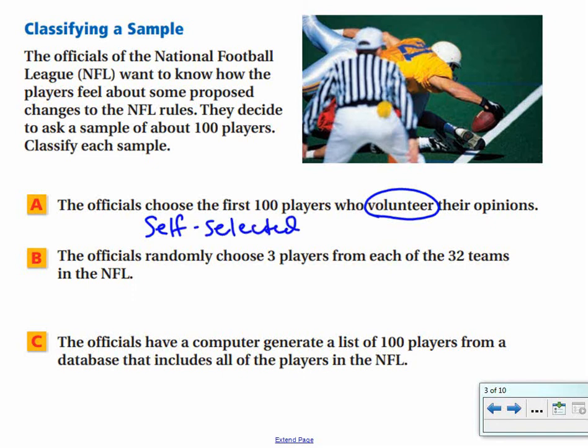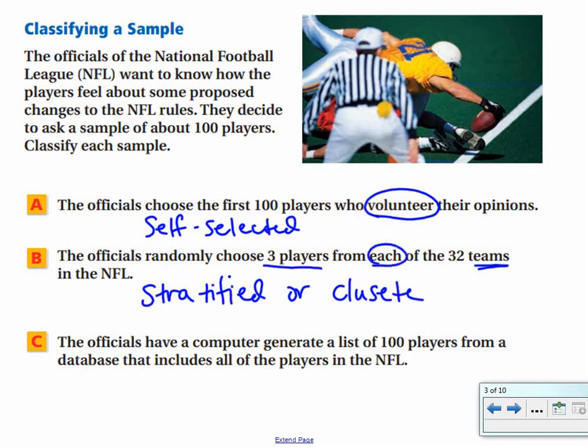Officials randomly choose 3 players from each of 32 teams in the NFL. So that means that our players were first broken up into teams. That narrows our choices down to either a stratified sample or a clustered sample, because those are the 2 that have to do with teams or groups. But because they're choosing 3 players from each, that means this is going to be a stratified sample, not a cluster, because they're picking some from each group.